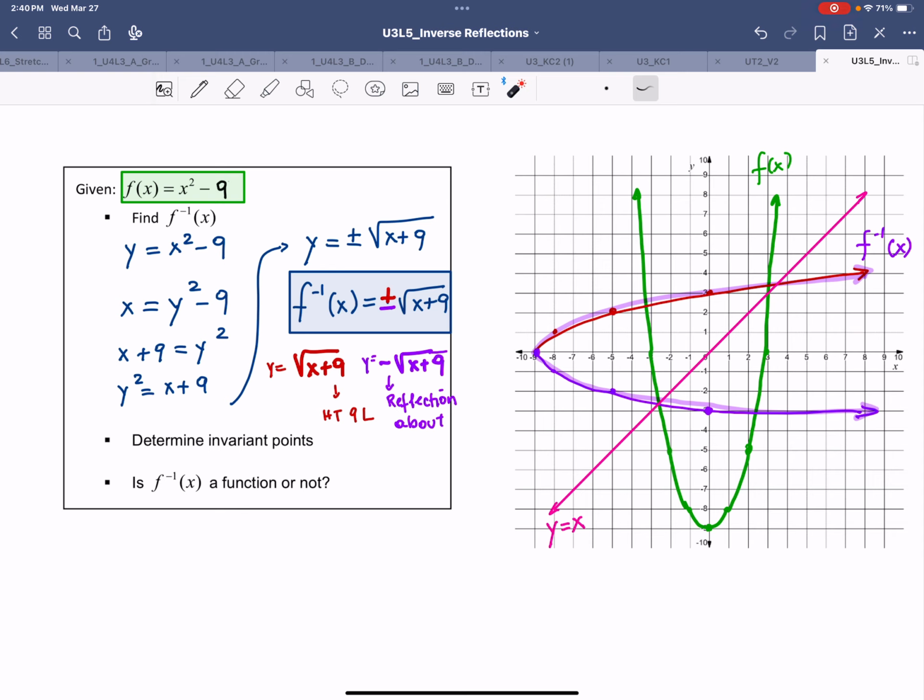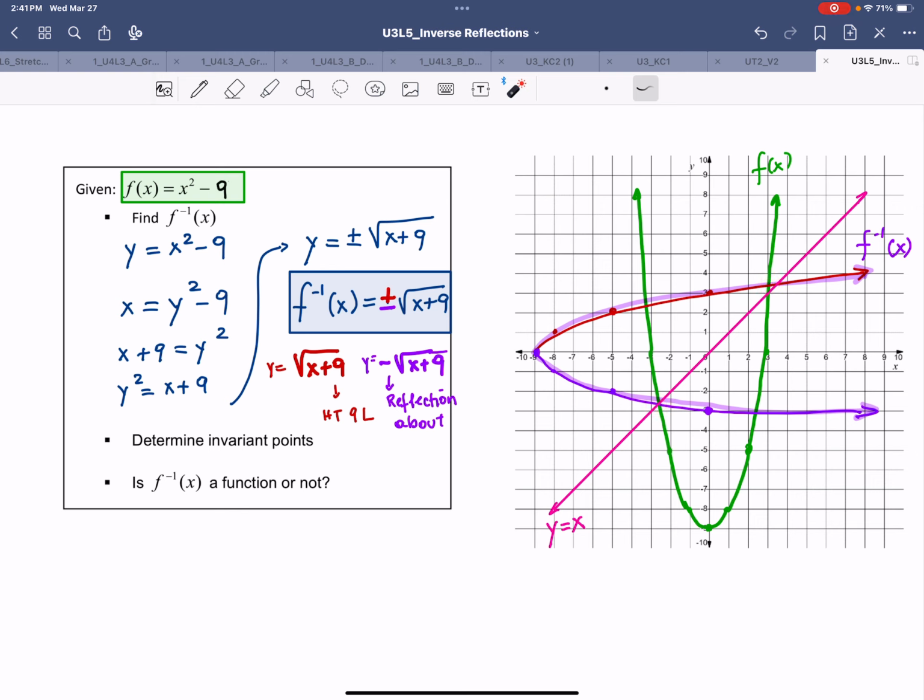Now, as you can see here, it is kind of hard to estimate the coordinates of the invariant points. So what we're going to do is find them algebraically and write them also in exact form. So how do we determine invariant points algebraically? Recall that invariant points are on the reflection line. They belong to the graph of the green function here. So the green graph, or the function that is highlighted in purple, and the reflection line, so these two.